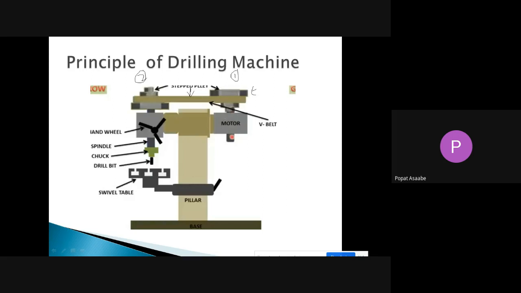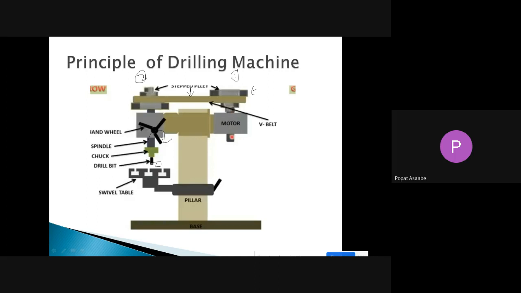When your motor starts rotating, this pulley starts rotating, and the power from this pulley is given to this pulley with the help of this V belt, and to the shaft of this pulley. See here, one shaft is there, and on this shaft your spindle is attached. When this pulley starts rotating, your spindle starts rotating, and to the spindle we have attached one drill bit with the help of that chuck. Along with the spindle, your drill bit also starts rotating, and we can give the feed to that drill bit by rotating this hand wheel.